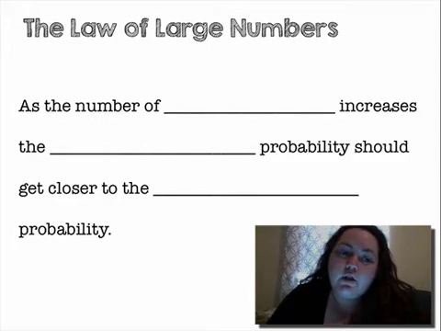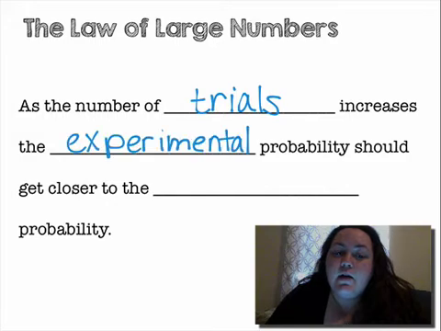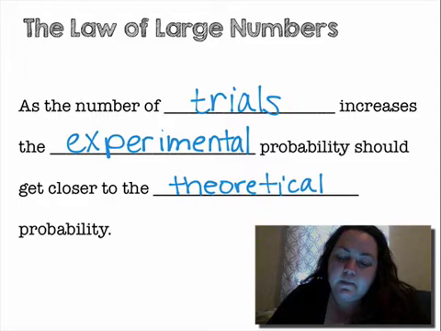Alright, the law of large numbers. As the number of trials increases, the experimental probability should get closer to the theoretical probability.